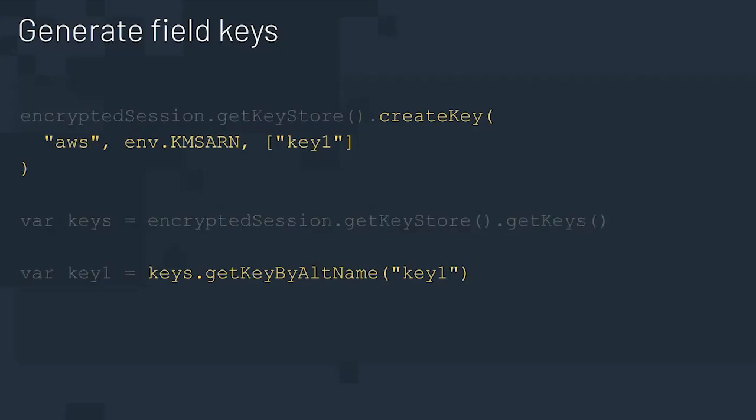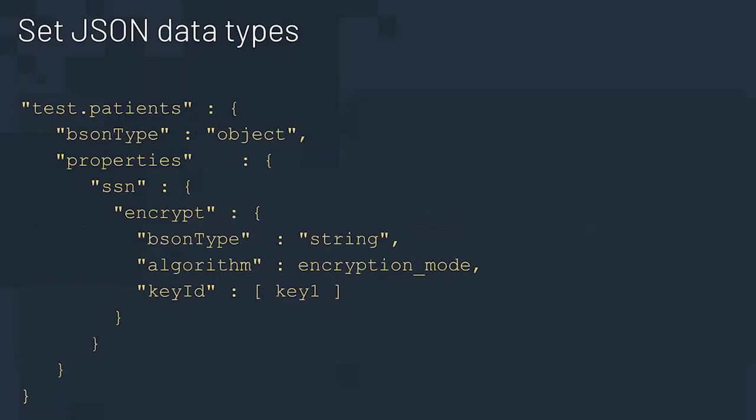And then we'll fetch those back. In this example, each key has both a globally unique ID, maybe more familiar to Mongo developers, but you can also put a human-friendly English name on that as well. In this case, we're just calling it key one.